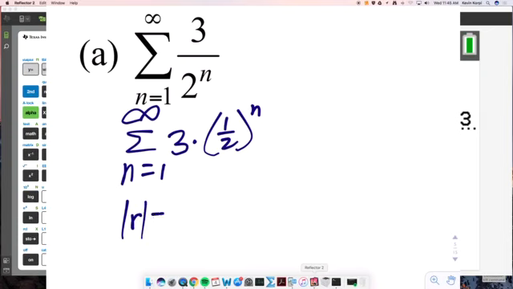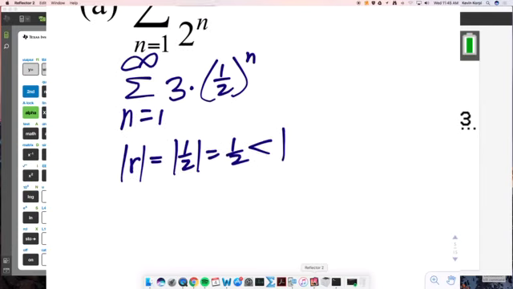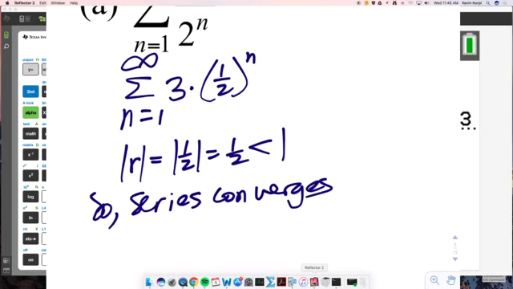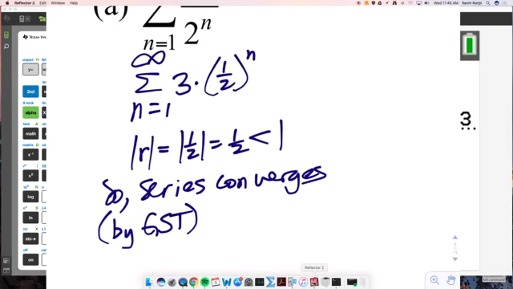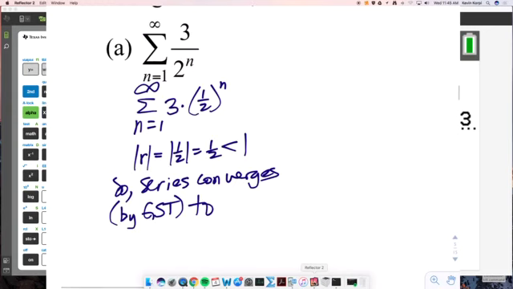So here's what you would have to say. The absolute value of r is equal to the absolute value of 1/2, which is equal to 1/2. That's less than 1, right? So it's actually more like an exponential decay function. So the series converges, and here's what you can say: it's a convergent geometric series. Let's just say the series converges by the geometric series test, and you would actually write that out on an exam. GST is not necessarily the name brand. So the series converges by the GST to, and we can actually find the sum.